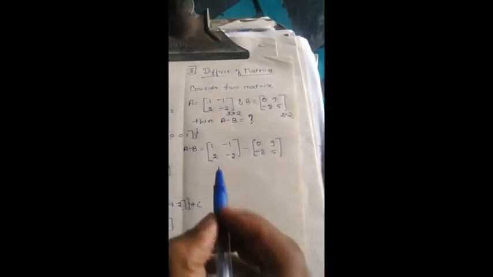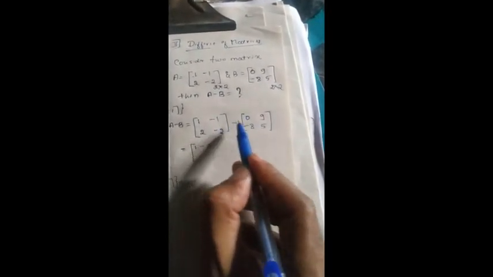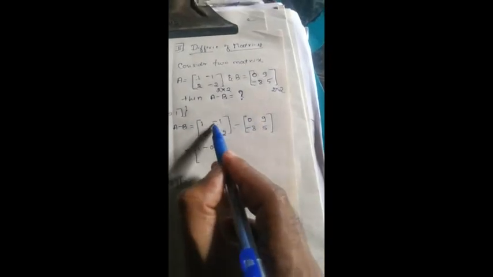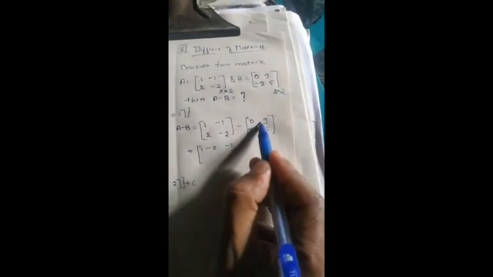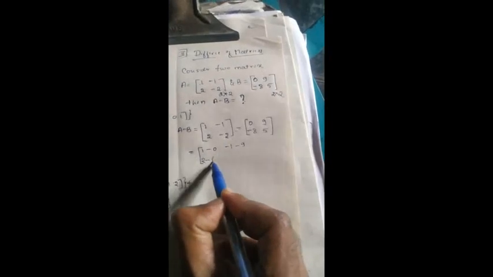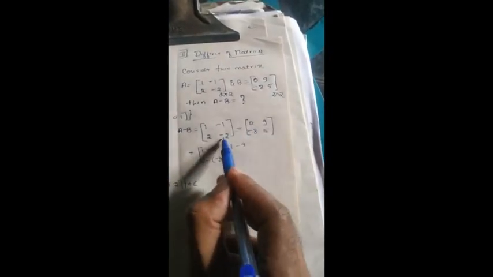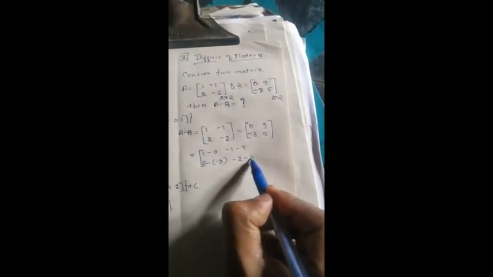Okay, so A minus B is equal to 1 minus 0. The corresponding elements we have to subtract. Minus 1 minus 9. 2 minus of minus 8. Minus 2 minus of 5.